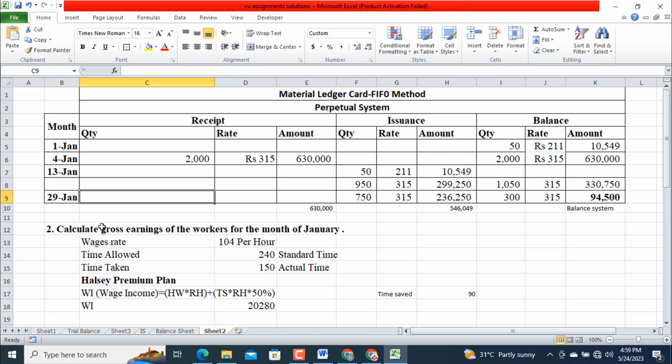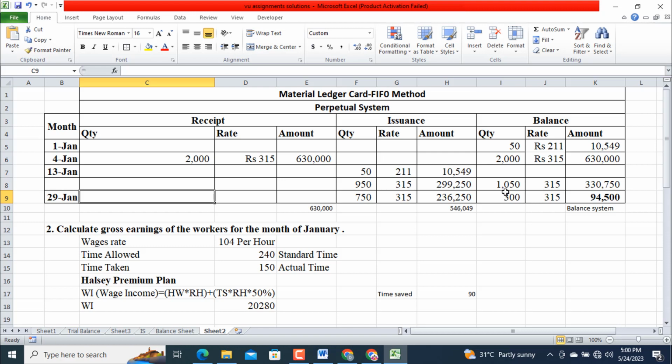So we will write it here like this: 2000 at ₹315 per meter, equal to 633,000. Now the next, 13th January: how much material is issued in terms of meters? 1000 meters have been issued. As per the FIFO method, it is clear from the name, first in first out, so we already have 50 meters, so we will issue these 50 meters first, and then the remaining 950 we will take out from the 2000 meters which we purchased later. So for 50 and 950 we will use the corresponding rates, 10,549 and 299,250.